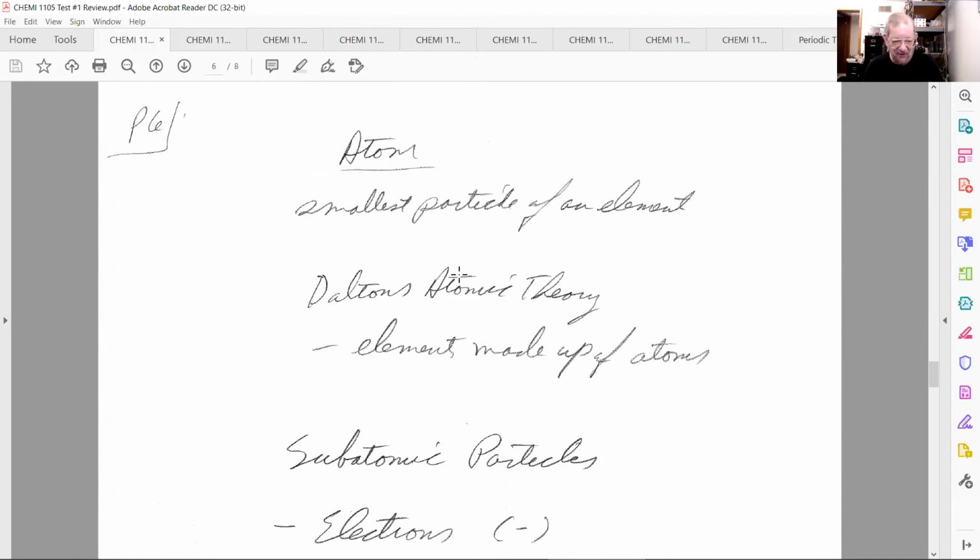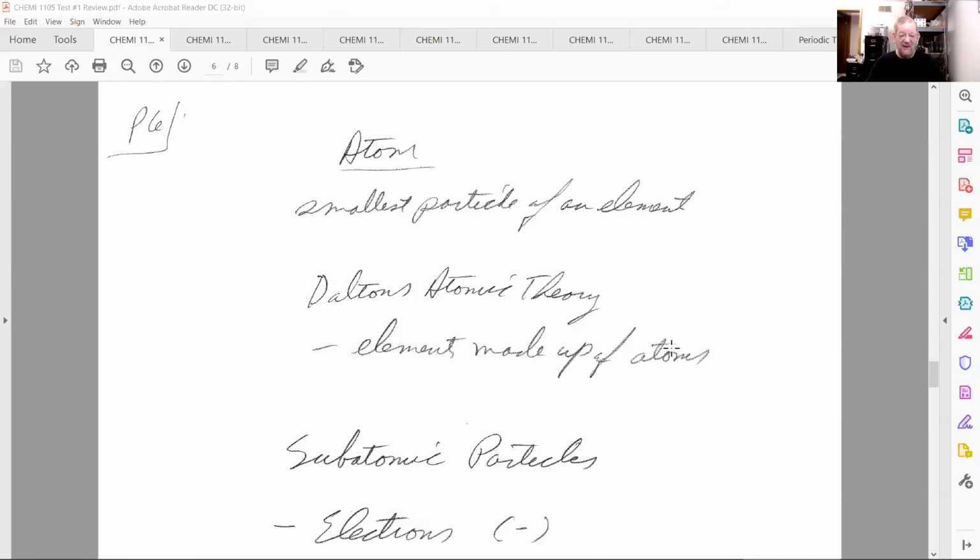I started talking about the atom. And you should know the atom is the smallest part of an element that has all the properties of an element. And we talked about Dalton's atomic theory, which I will not ask on the final. That's my secret. I won't put Dalton's theory on the final question. But he was the one who came up with that elements are made of atoms.